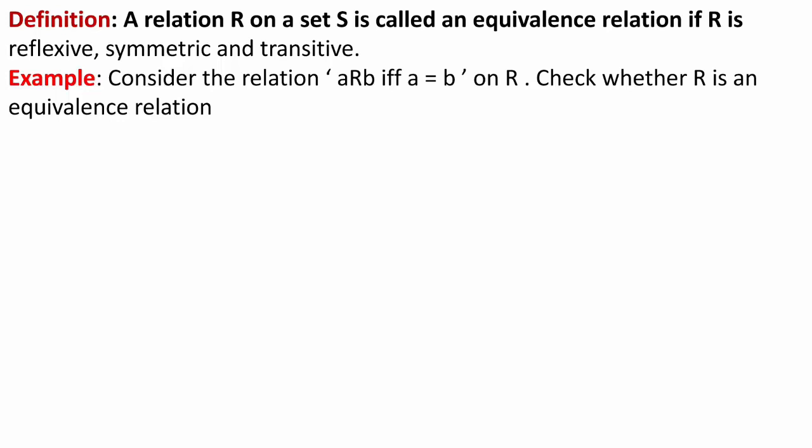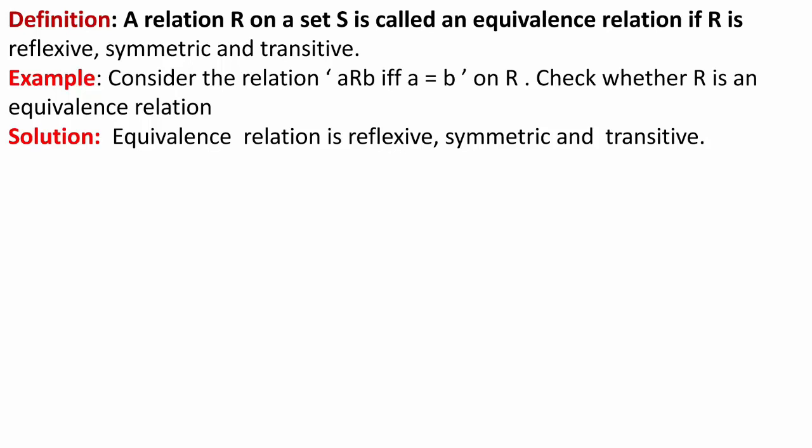Take an example. Consider the relation a related to b if and only if a equals b on R. Check whether R is an equivalence relation. We know that an equivalence relation is reflexive, symmetric, and transitive. We shall check reflexivity. The relation is reflexive since a equals a for all a in R, as every element is equal to itself.